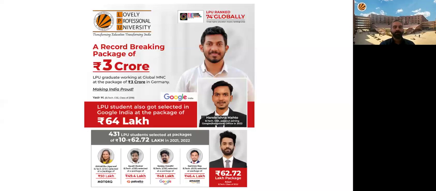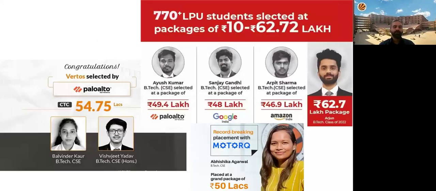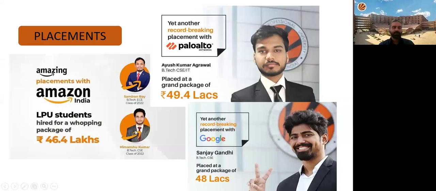If I talk about the total number of students, 431 students were selected at packages of 10 lakh to 62.72 lakh rupees per annum from 2021 to 2022. And furthermore, as I told you, the list is going on: 54.75 lakh rupees per annum, 49.4 lakh rupees per annum. These are the placed students, and they are working in very reputed organizations like Amazon, Palo Alto, Google, like this.